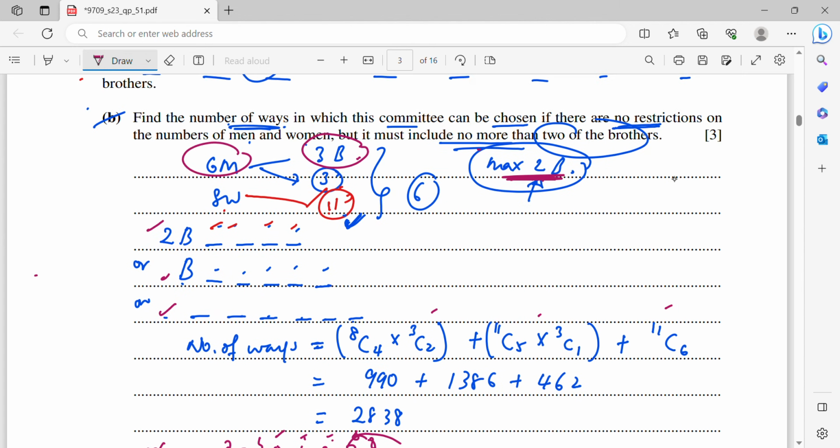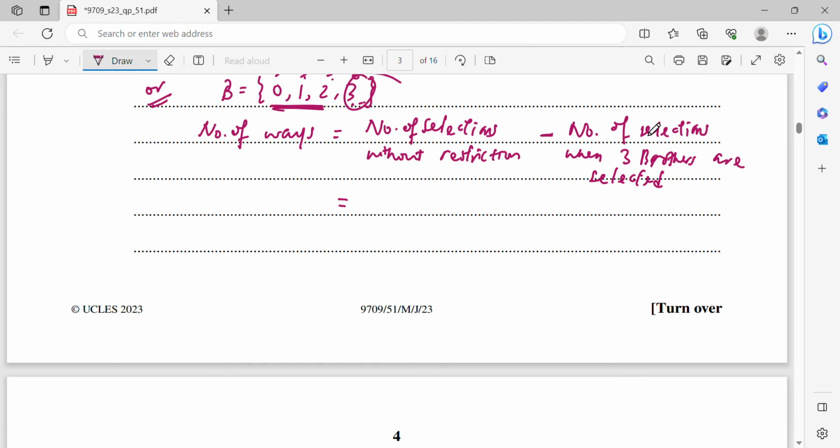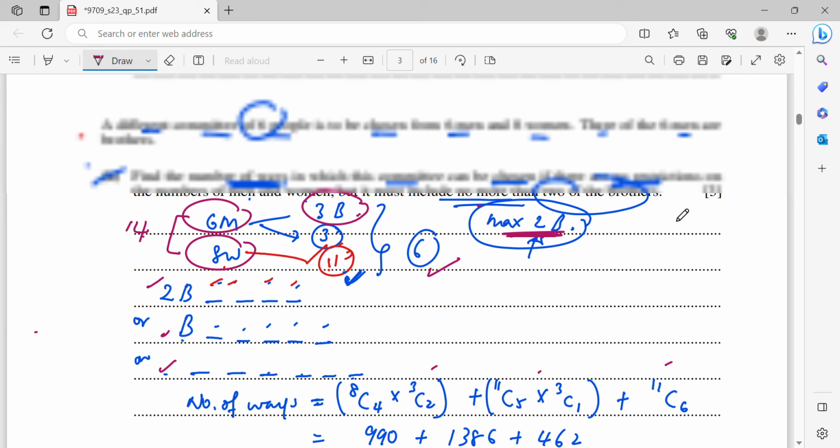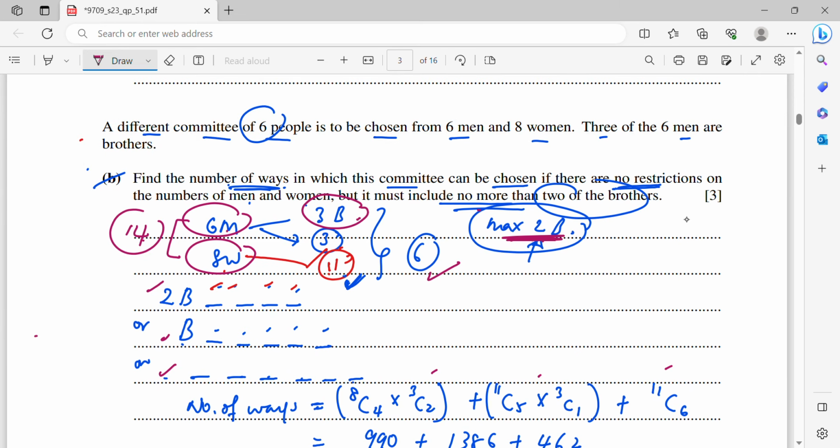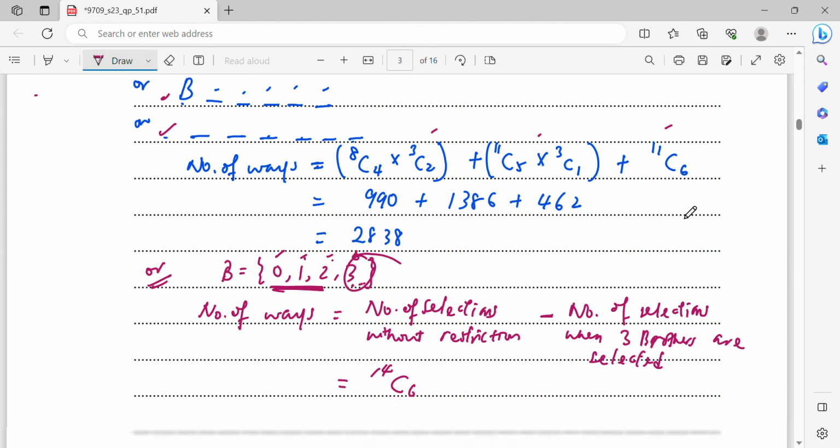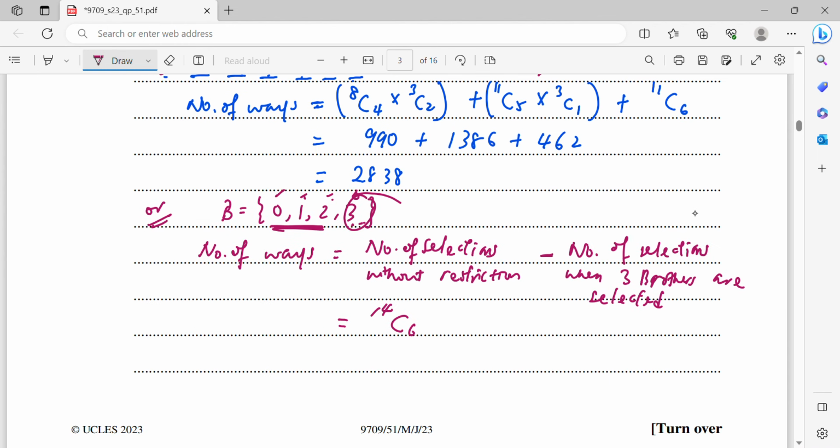So in general, 6 plus 8, it will be 14. Out of 14, I need to choose 4 persons. So which means it will be 14, out of 14, okay, 6 plus 8 is 14. I need to choose 6 persons, not 4. Okay, I need to choose 6 persons. Therefore, it will be 16C6. Sorry, it will be 14C6.